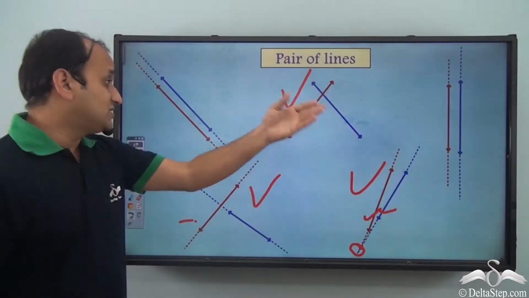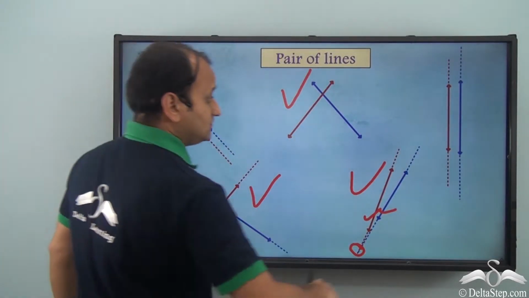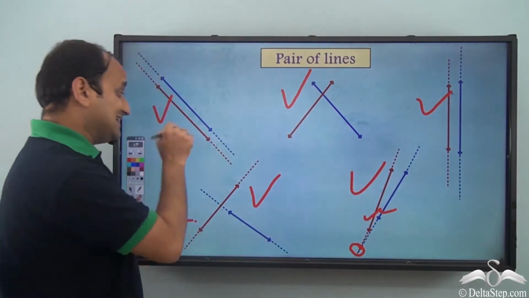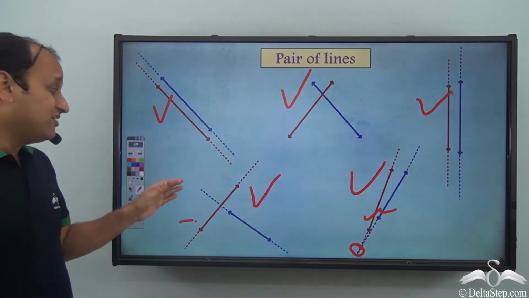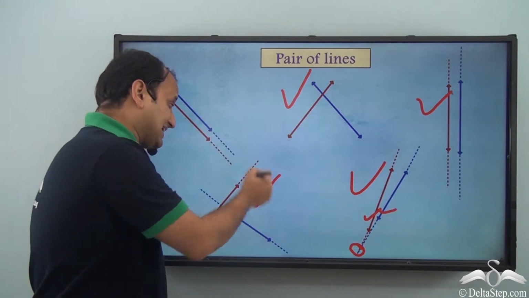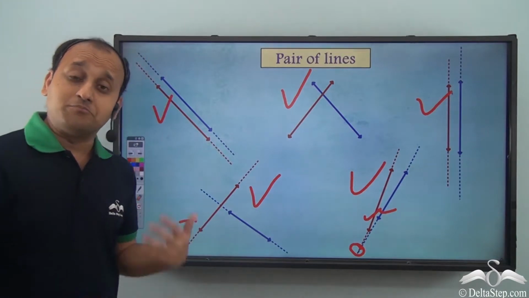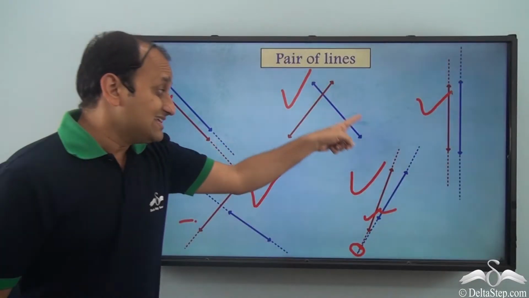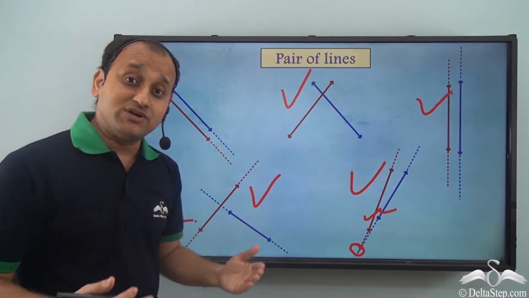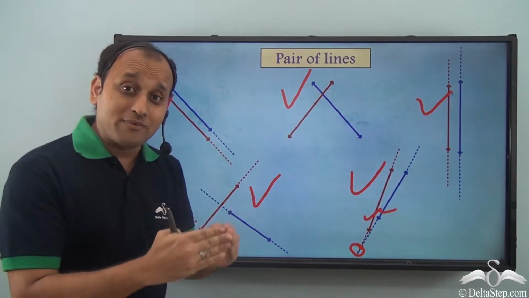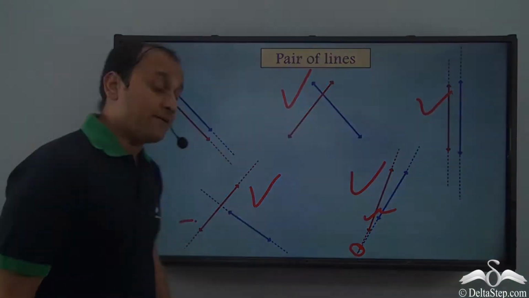While what about these two pairs? Well, these two do not meet even if you extend it infinitely on both the ends. So these type of lines which actually go and meet at a common point have a special name.